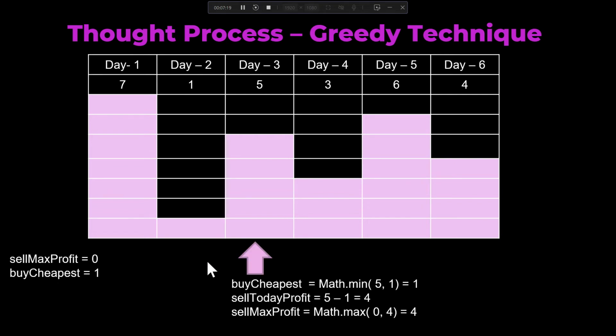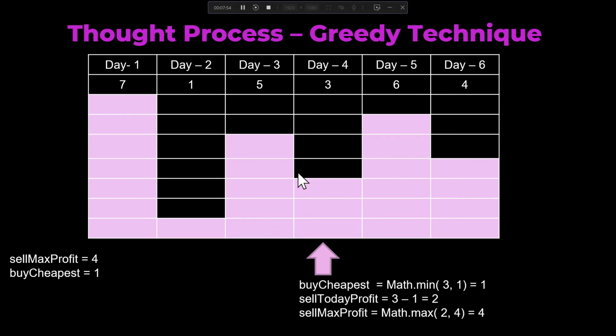Next, so far our sell max profit is 0, buy cheapest is currently 1, and now we are here. We are comparing these 2 values. Current is 5, buy cheapest is 1, of course the minimum is 1, and then we calculate today's profit. 5 minus 1 is going to be 4, and then we calculate the max profit. We compare currently 0 and 4. Of course 4 is higher, so we select 4.